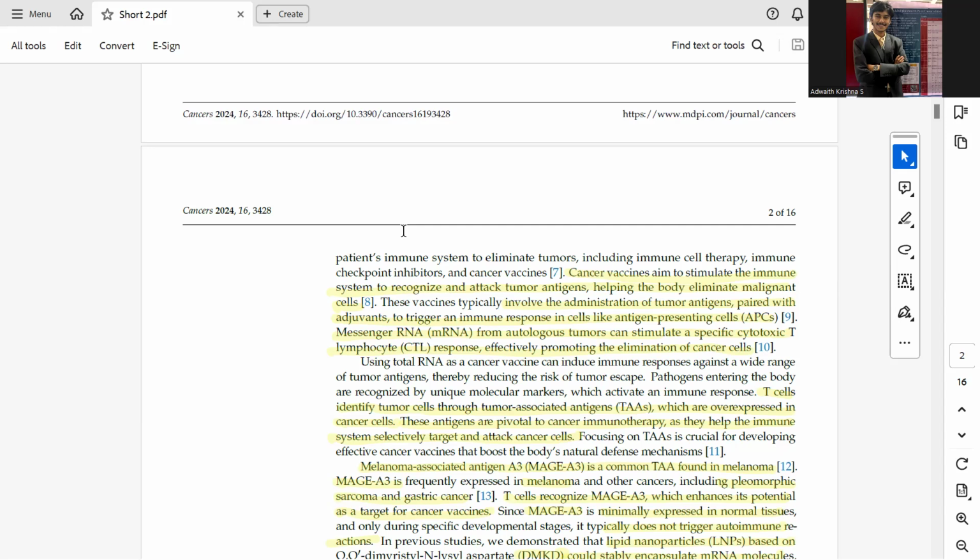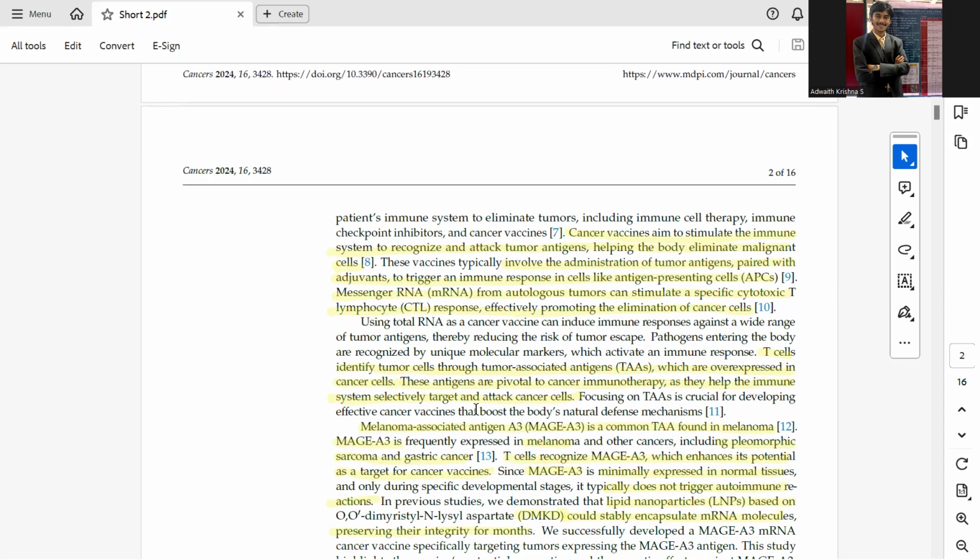RNA is taken up by APCs, and they process the RNA and present fragments of the tumor-specific proteins on the surface. This causes T cell activation, which destroys abnormal cells presenting this. As the T cells are activated and proliferate, they recognize and destroy the tumor cells that express the same proteins. Hence, this immune response can lead to elimination or reduction of the tumor. This principle has been shown quite evidently in this study.